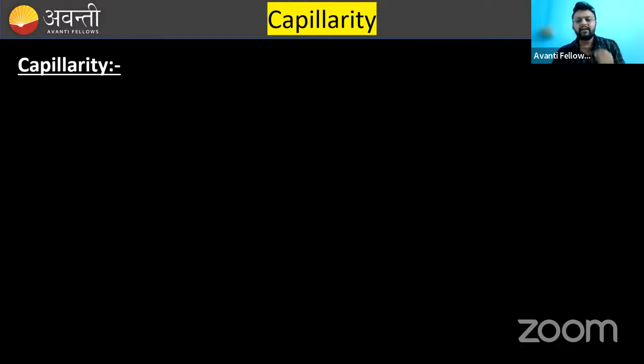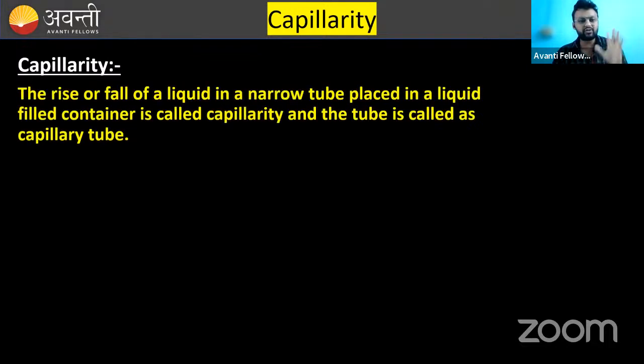What I am saying is, when a narrow tube, meaning a thin tube, is dipped in a liquid, sometimes the liquid rises in the tube and sometimes it falls. This rise or fall of the liquid in a narrow tube is known as capillarity. The definition is on your screen: the rise or fall of a liquid in a narrow tube placed in a liquid-filled container is called capillarity, and that tube is called a capillary tube. What are the examples you can see?